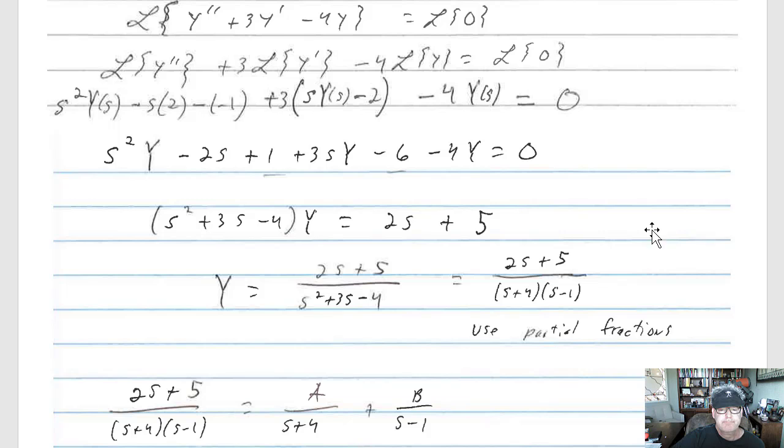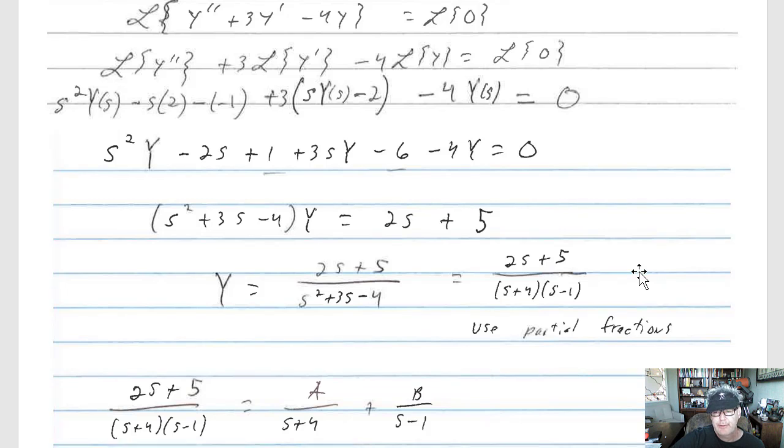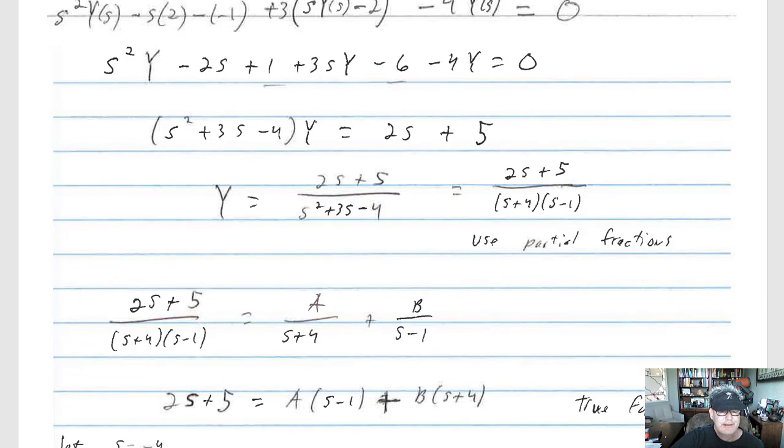But now we're solving for big Y. So if I divide, we get this. And you won't find this in the table. Turns out what we need to do is use partial fractions to break it up. It's only algebra that we need to use, but it's not trivial algebra.